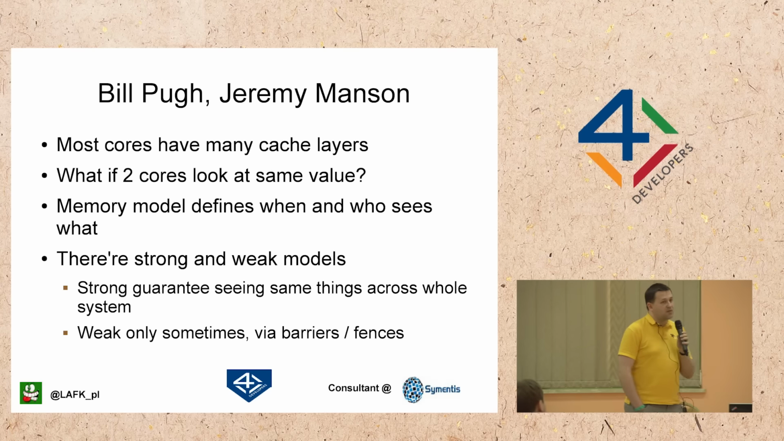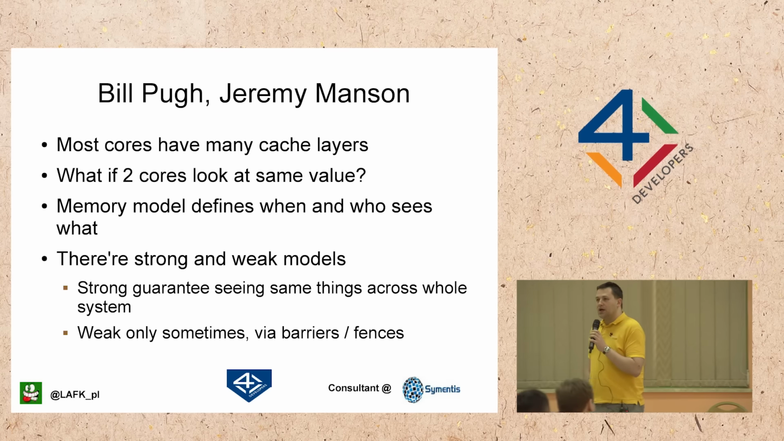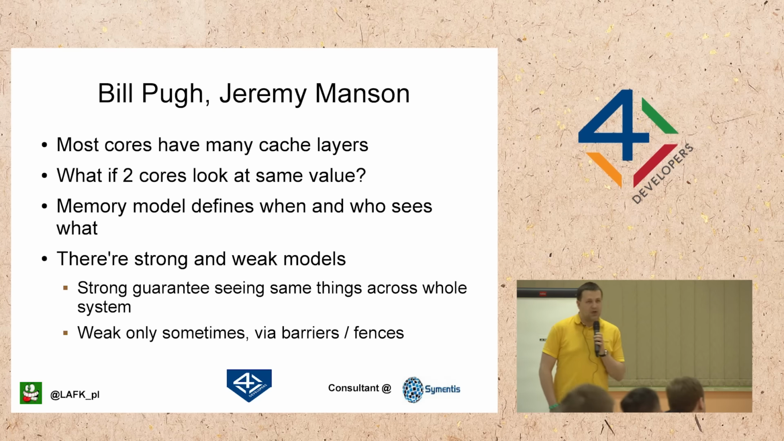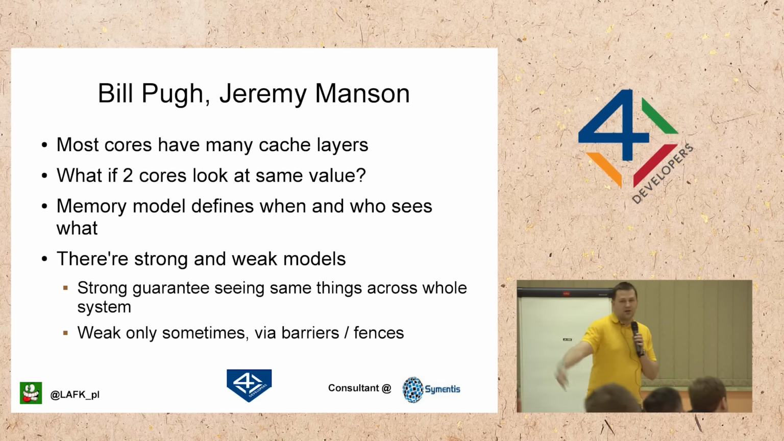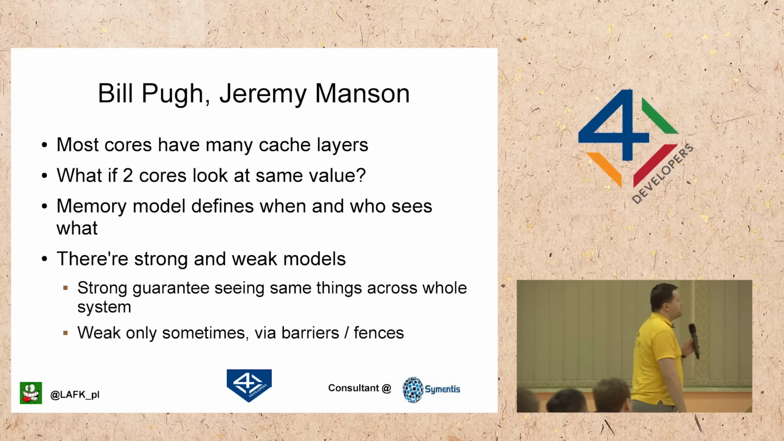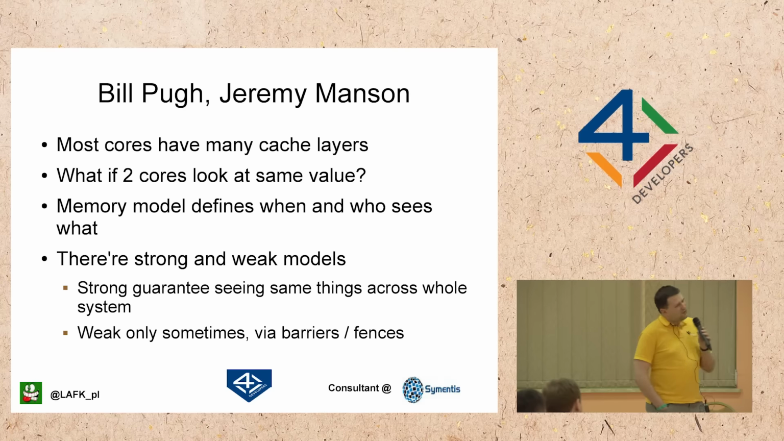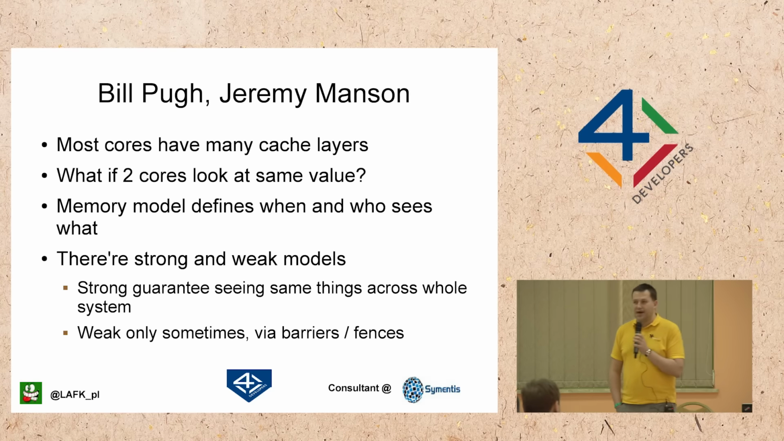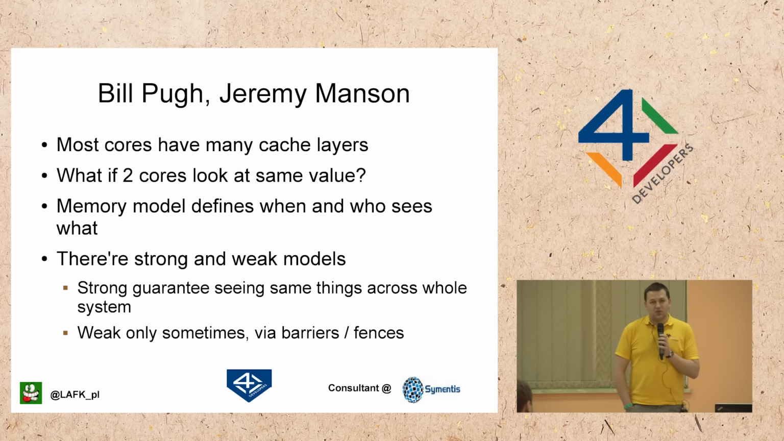First, they say that most cores have many cache layers. So that would be a simple memory for the core to actually go to. A simple memory that is very handy, very close, and the core can pull things out of it really, really fast. And when we have a multi-core system, and two cores try to look at the very same value, what will they get? This depends on whether the memory model that we have is strong or weak.